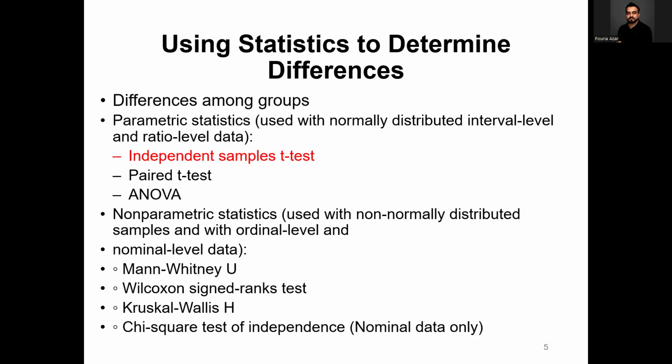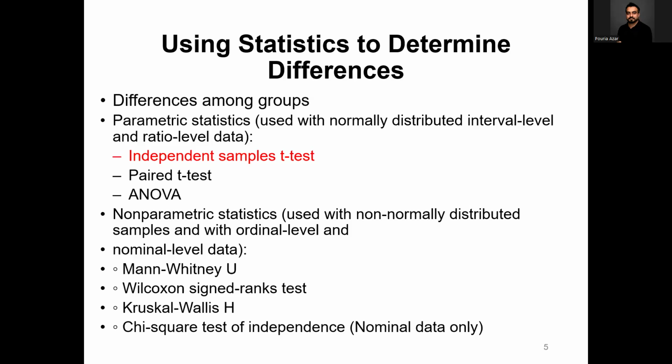So when we say t-tests or ANOVA, we are trying to find and determine the differences among groups or between groups. If we have two groups, we need to go with independent sample t-test or paired t-test. If we have more than two groups, we have to go with ANOVA, which is a separate topic, and we will talk about that in the next module.